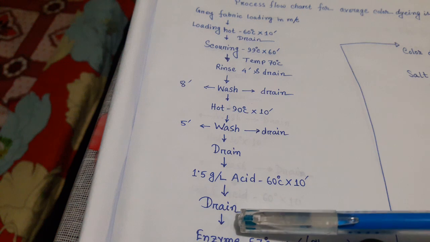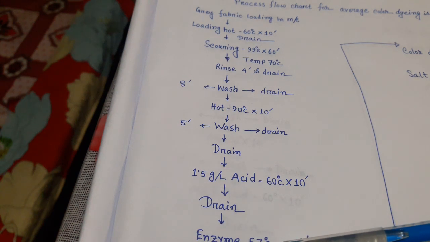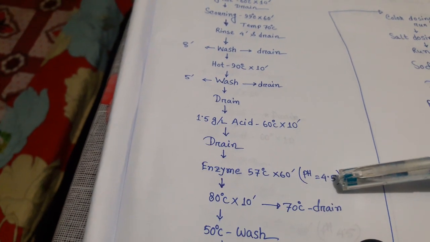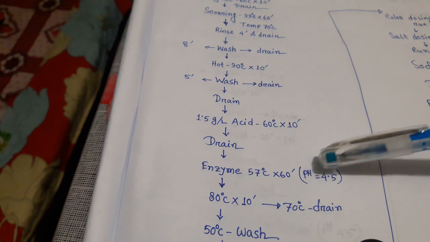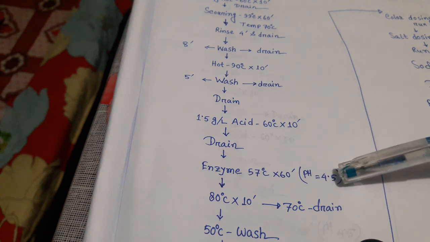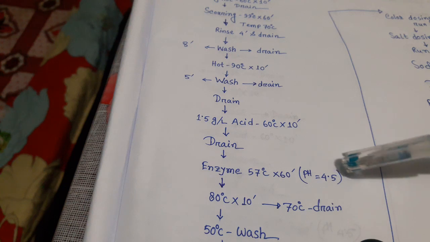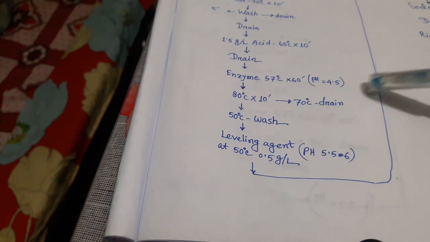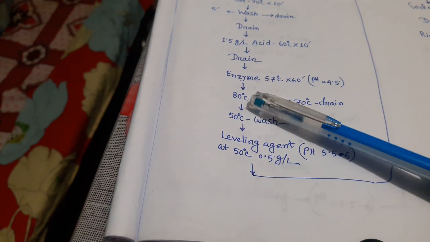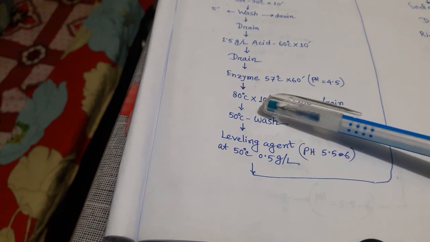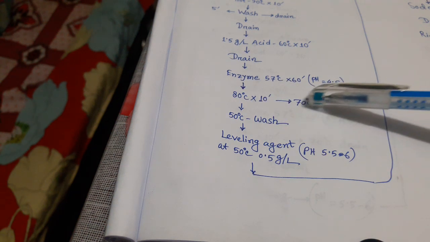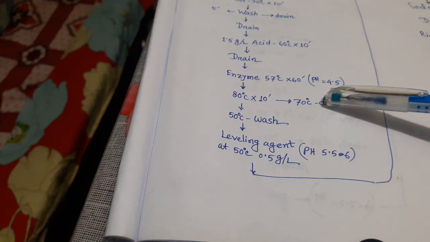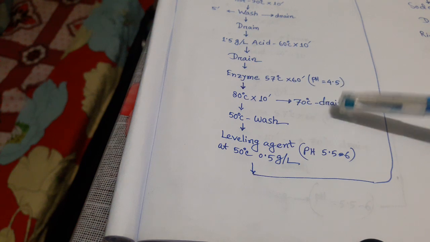After that, we drain and use enzyme at 57 degrees centigrade for 60 minutes. Need to keep a pH of 4.5. We should check the pH by litmus paper. After that, we increase the temperature to 80 degrees centigrade for 10 minutes, and after that we decrease the temperature to 70 degrees centigrade at cooling temperature and drain again.